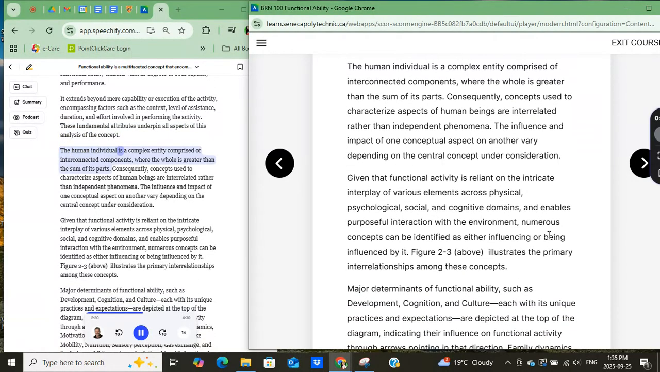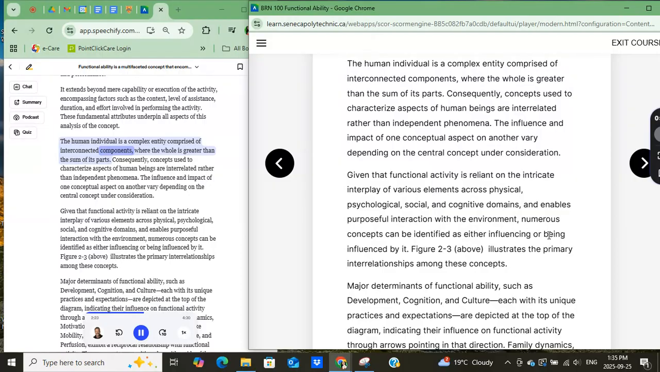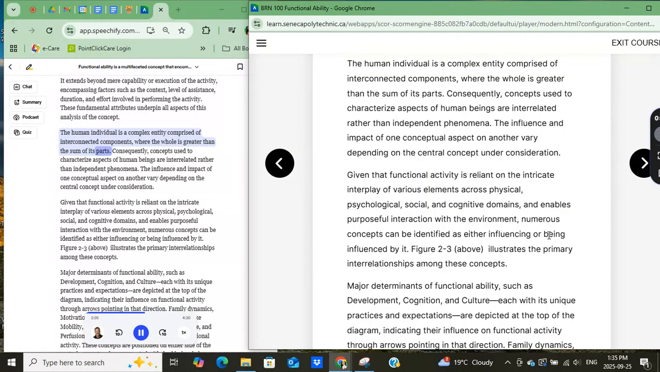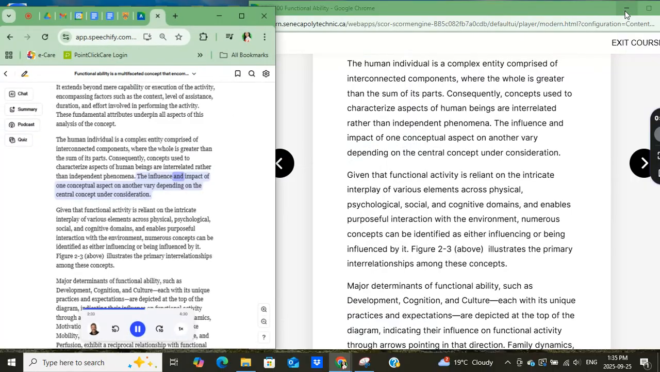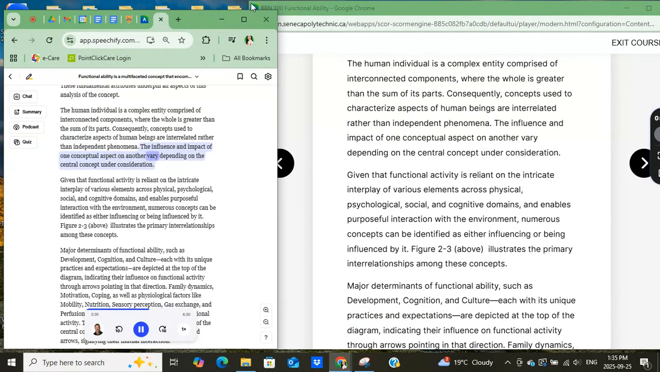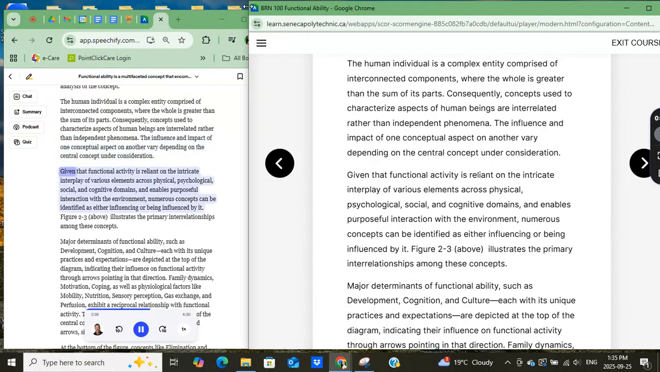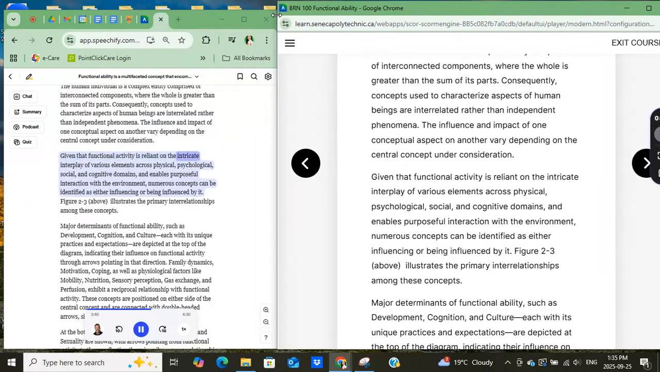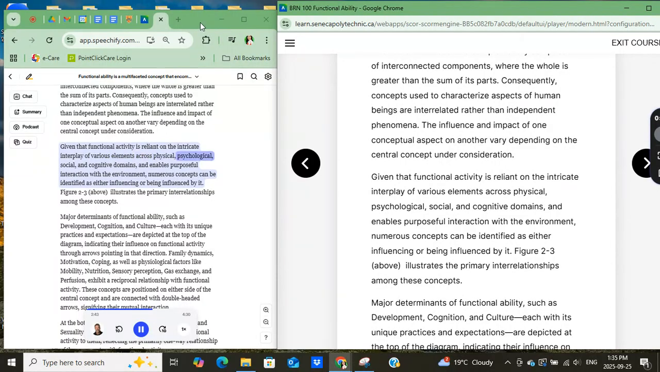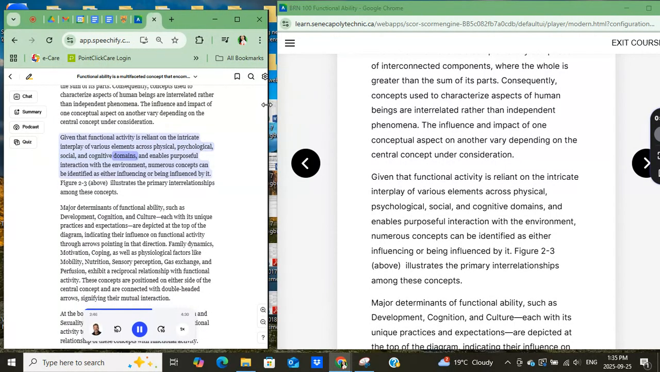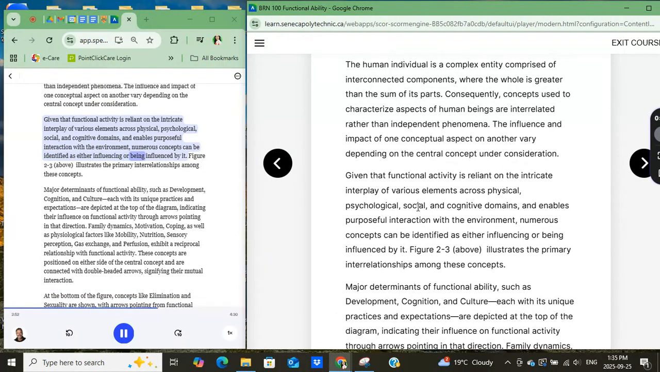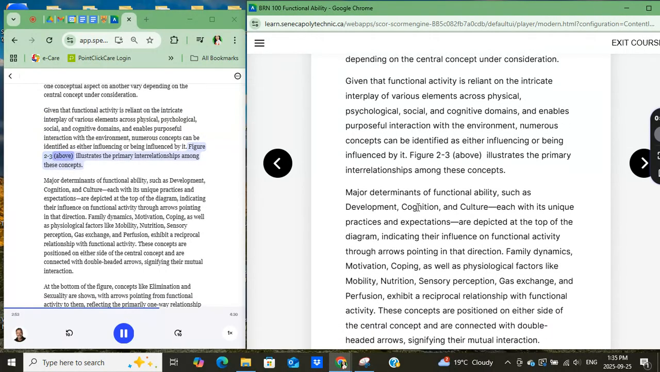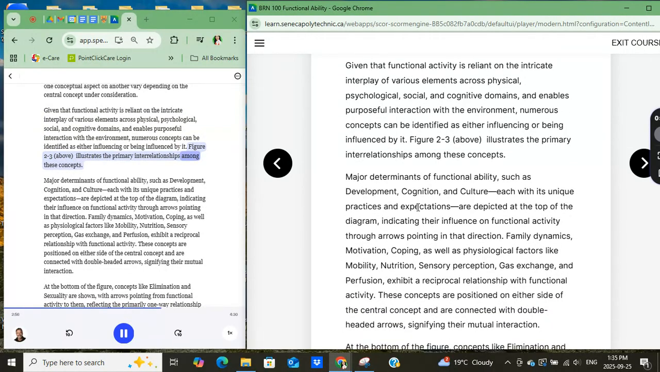The human individual is a complex entity comprised of interconnected components, where the whole is greater than the sum of its parts. Consequently, concepts used to characterize aspects of human beings are interrelated rather than independent phenomena. The influence and impact of one conceptual aspect on another vary depending on the central concept under consideration. Given that functional activity is reliant on the intricate interplay of various elements across physical, psychological, social, and cognitive domains, and enables purposeful interaction with the environment, numerous concepts can be identified as either influencing or being influenced by it. Figure 2-3 above illustrates the primary interrelationships among these concepts.